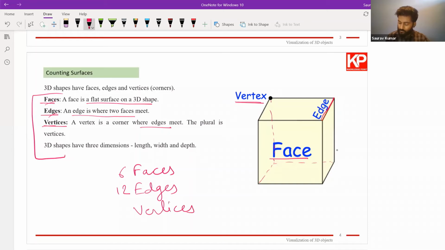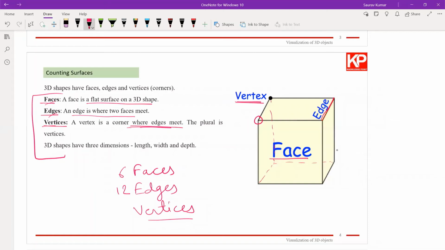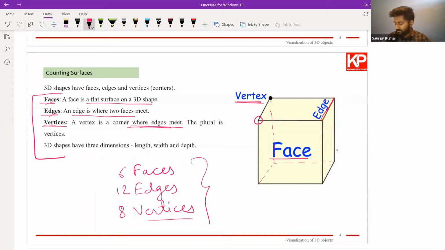vertices. Your answer for the vertex would be the total number of vertices, the plural. Yes, these points where the edges are meeting. Sir, 8. Okay, so yes, this is the right answer.